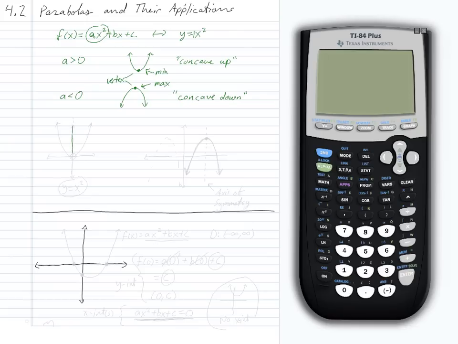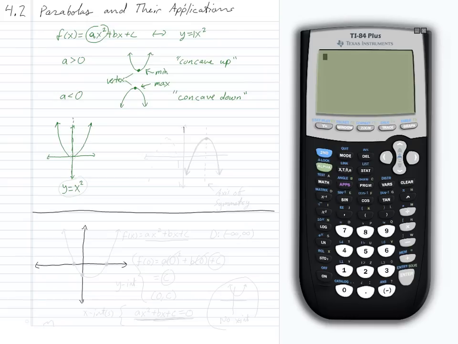So if we were to look at the graph of y equals x squared, try to graph it as best we can, this parabola is symmetric with respect to the y-axis. In other words, if I were to flip the graph across that line, x equals 0, the resulting picture would look identical.